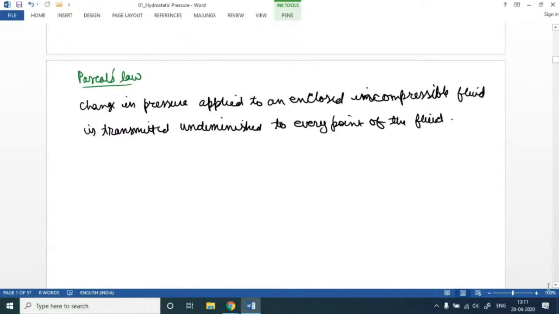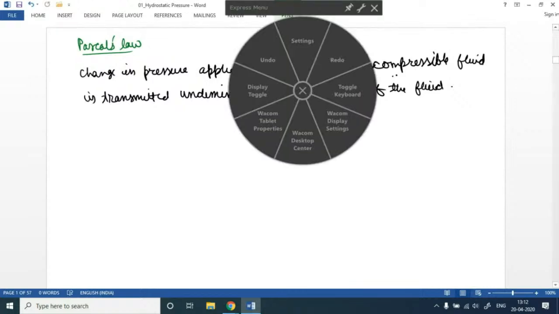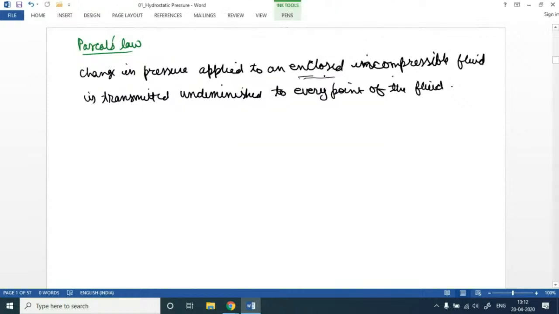What I mean to say over here is that if you are increasing or changing the pressure at one point of the liquid, that change is going to reflect at every other point of the liquid inside an enclosed incompressible fluid. Sorry, enclosed, like the criterion is the liquid has to be enclosed, that is, closed from all sides.